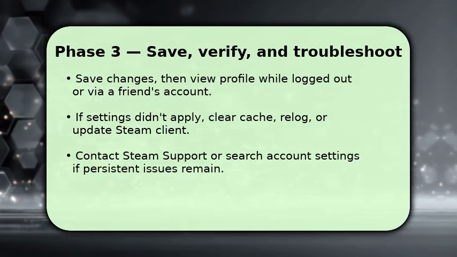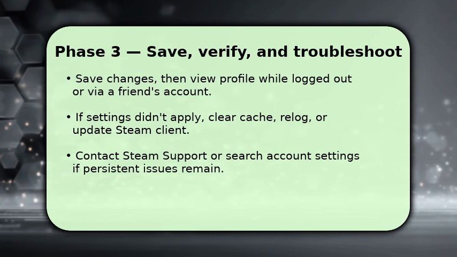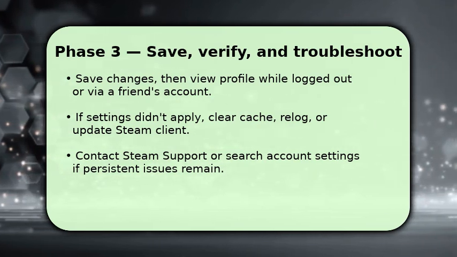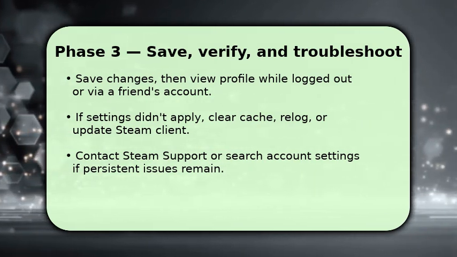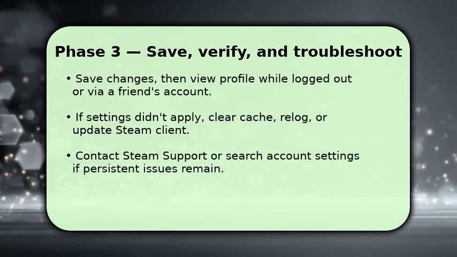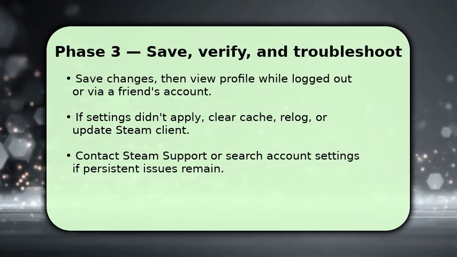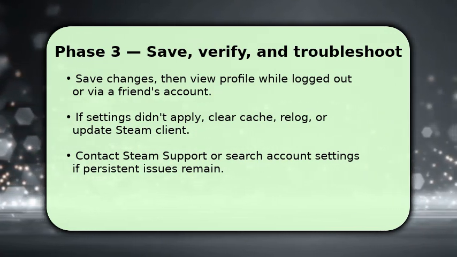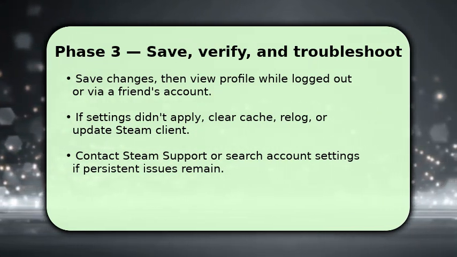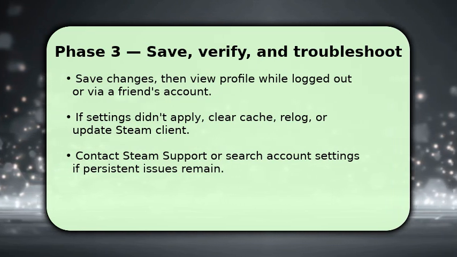If you still see public items, relog and clear the Steam cache, because cached data often shows old settings. Make sure the Steam client is up to date, since outdated versions sometimes ignore new privacy flags. If problems persist, contact Steam support. Include screenshots and exact steps so they can reproduce and resolve the issue quickly.